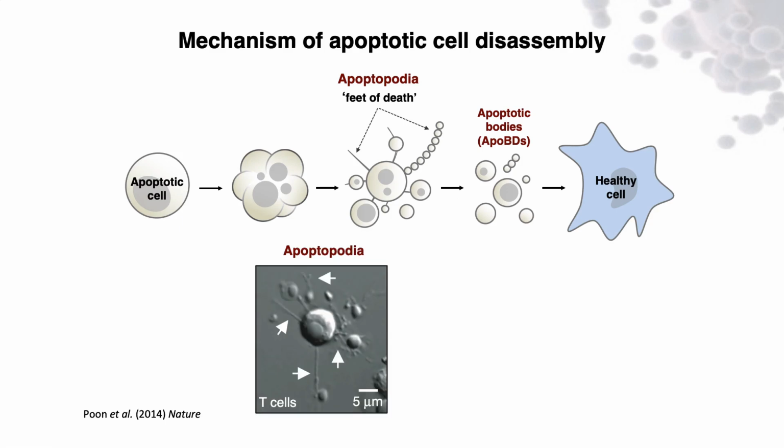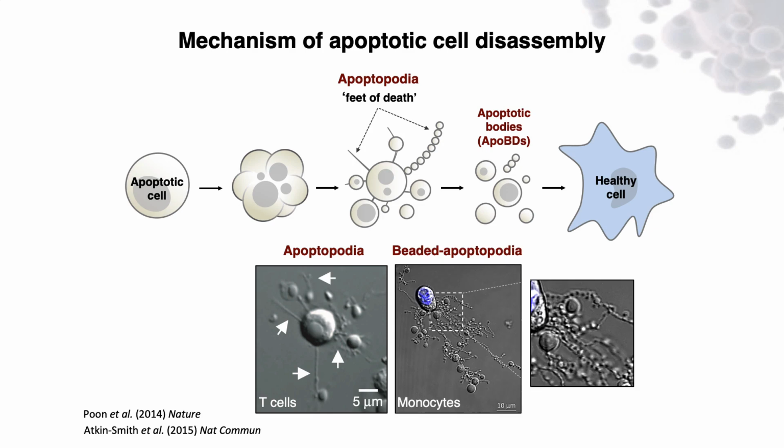And they come in two different flavors. One is a very thin string-like protrusion that happens after the blebbing, pushing the blebs apart to form apoptotic bodies. And then there's this other type of protrusion generated by monocytes, whereby they form a protrusion that becomes beaded and then undergoes fragmentation to generate apoptotic bodies.